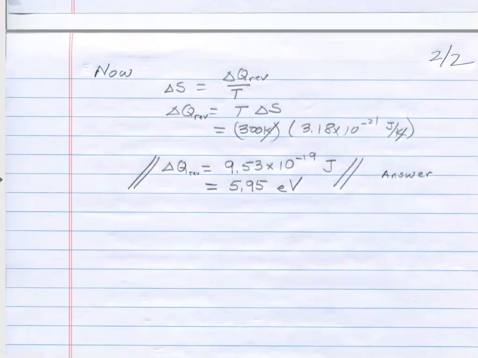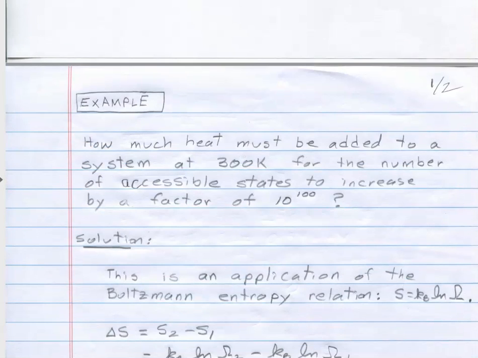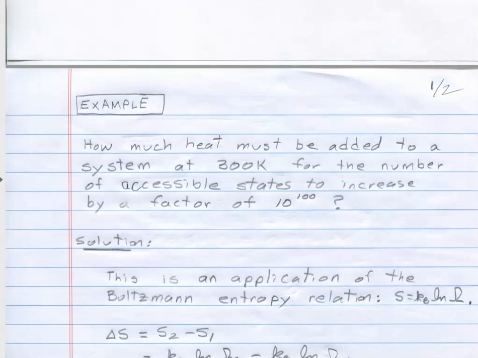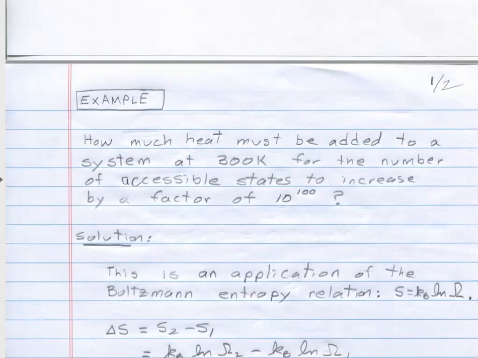So that's the answer to our original question, which was how much heat must be added? Approximately 6 electron volts, or the equivalent number of joules, to increase the accessible state factor by 10 to the 100.